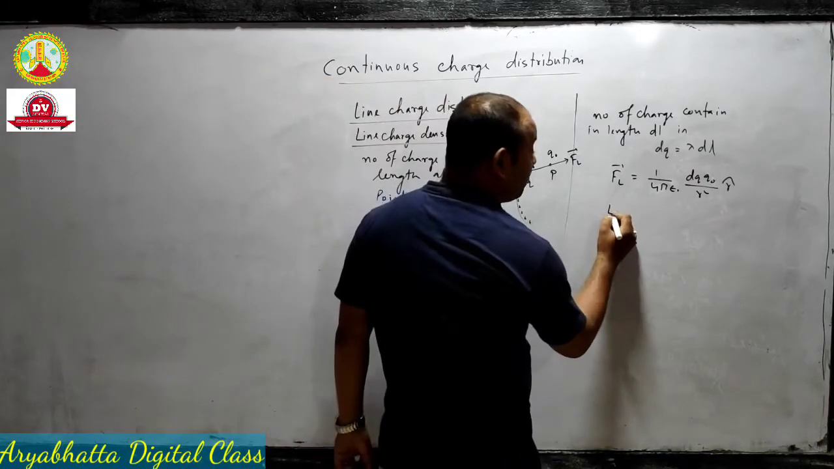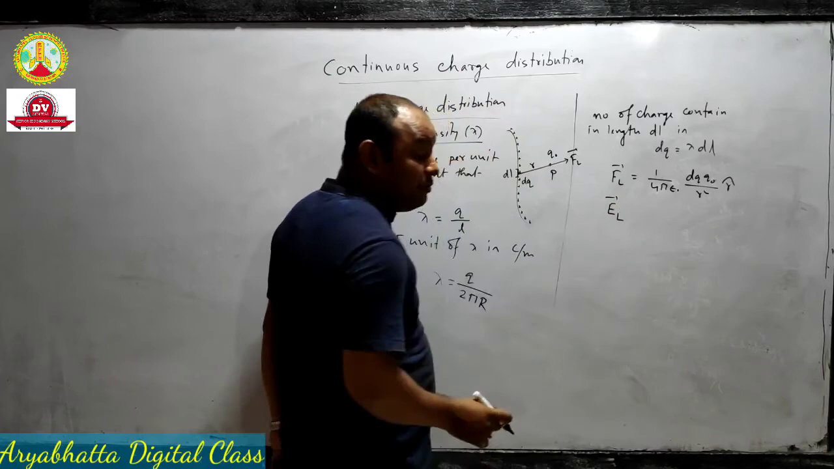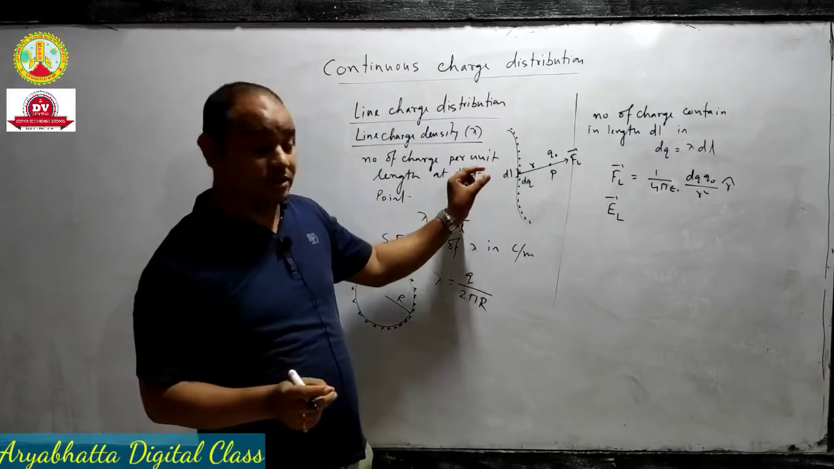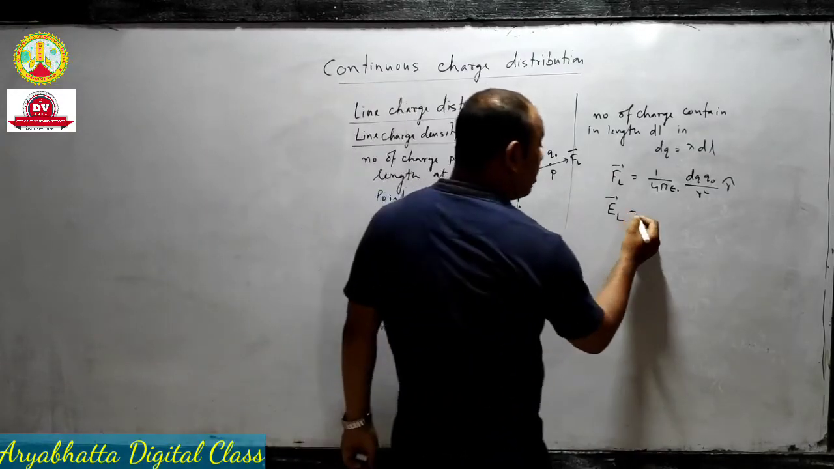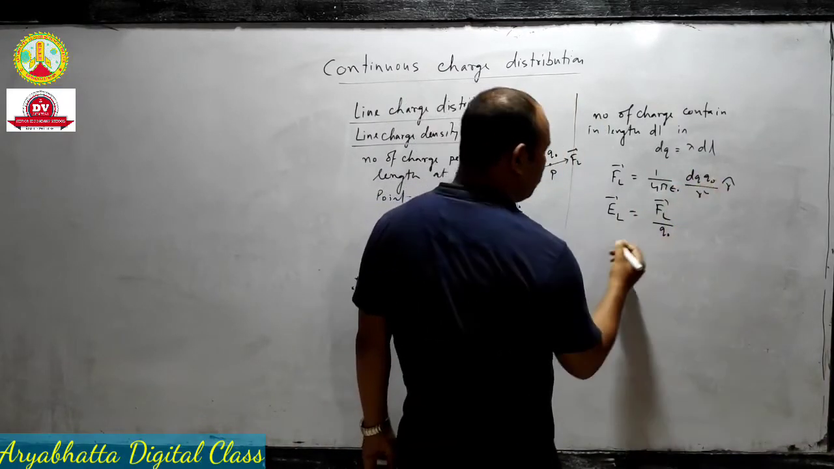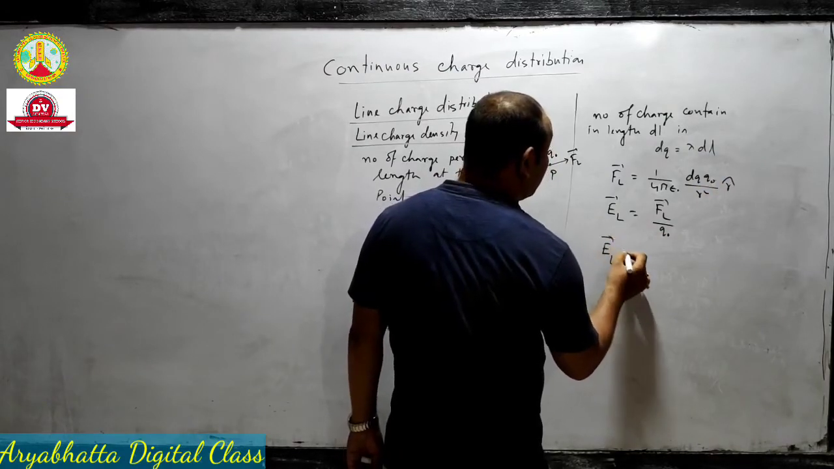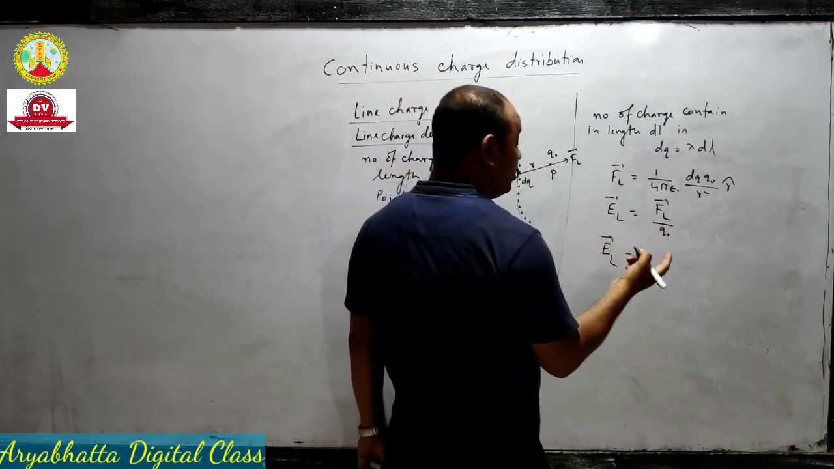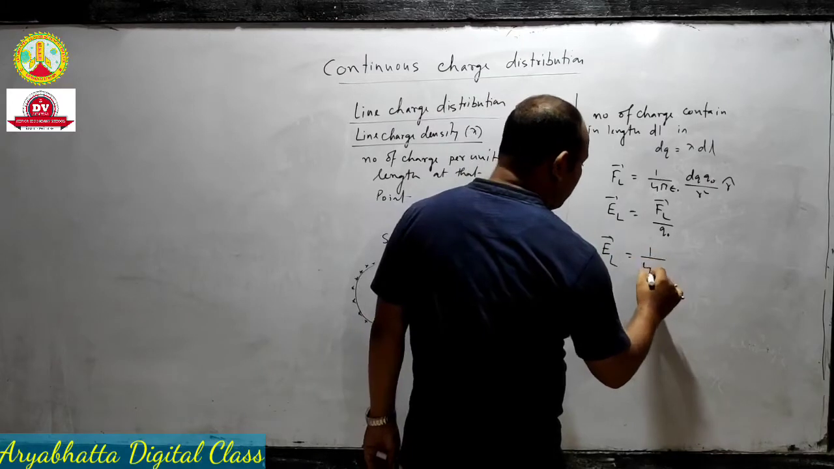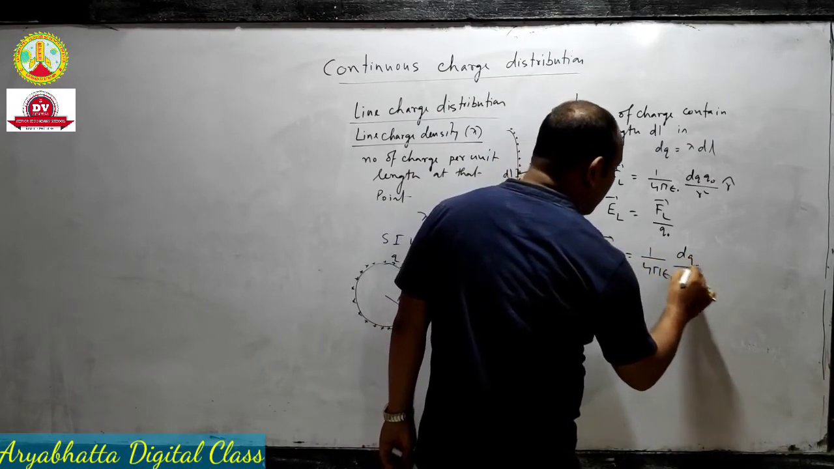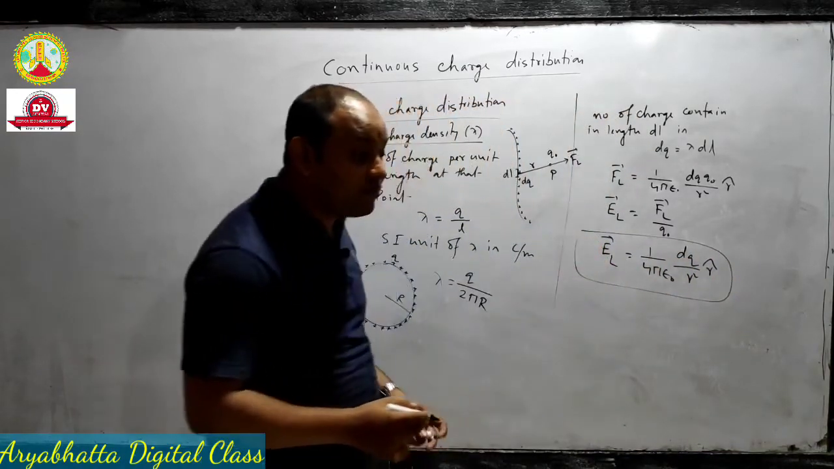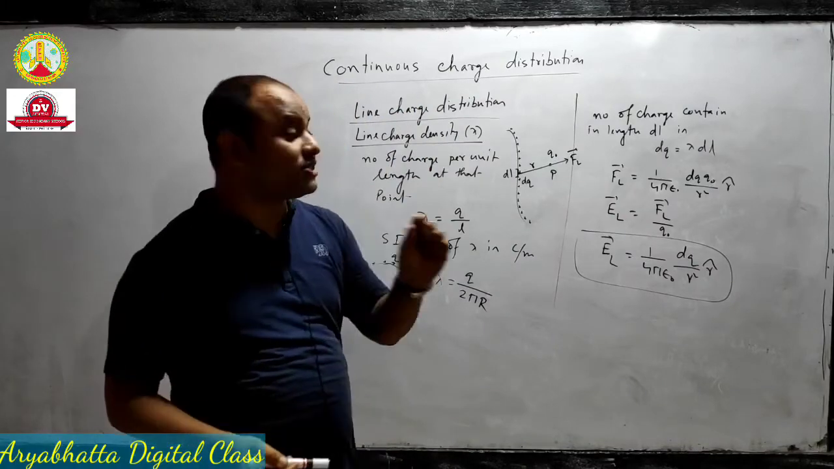Value of electric field at that point, EL. Here we are writing L because L represents the line charge distribution. The electric field at that point due to this small charge dq will be equal to Fl divided by q naught. If you divide this by q naught, then the electric field at point P due to a very small length element dl, due to a very small charge dq, will be equal to 1 by 4 pi epsilon naught dq by r square r cap.